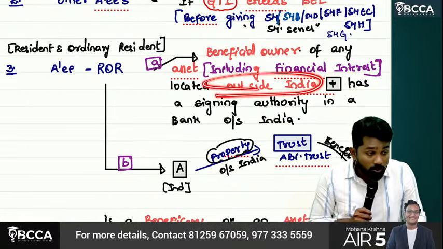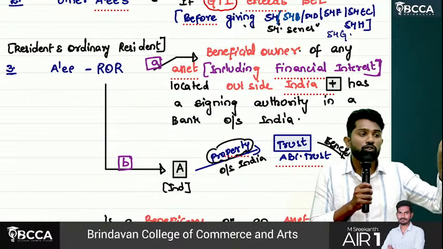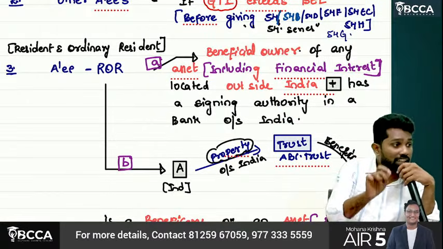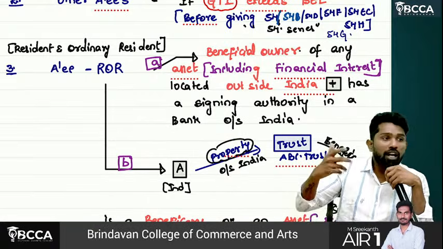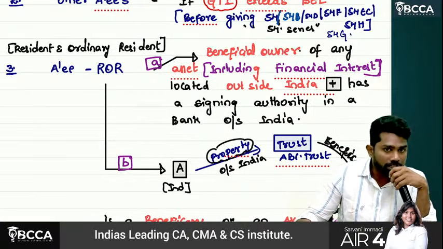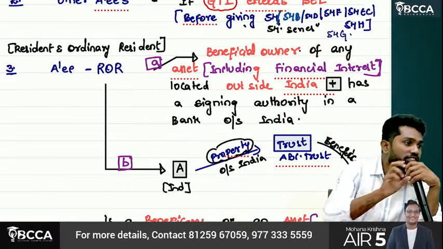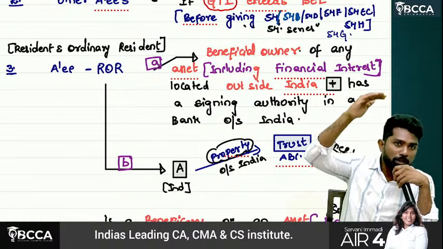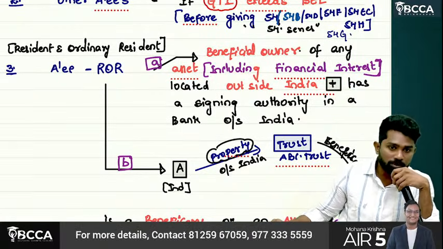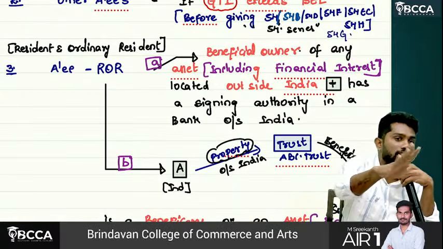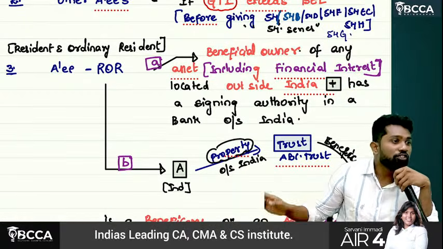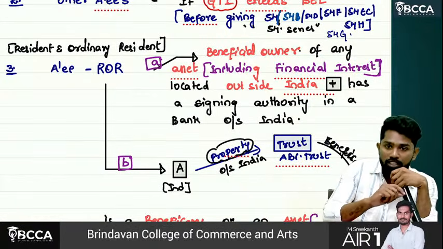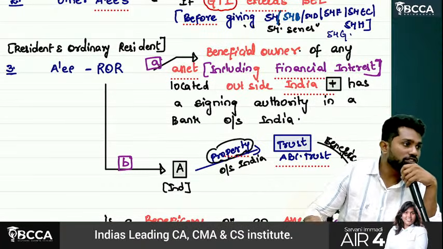If they are located outside India, so you are beneficial owner of what? Beneficial owner of a property which is located outside India and you have a signing authority outside India. I mean, you have a bank account, you have signing authority outside India. Then, irrespective of your total income, you should file return of income. Understand, sir? If your total income exceeds the basic exemption limit, by the second point itself you are required to file the return of income. But let's say your total income is less than the basic exemption limit. Still, if you are a beneficial owner of any property located outside India and you have some signing authority outside India, then also you should file return of income.